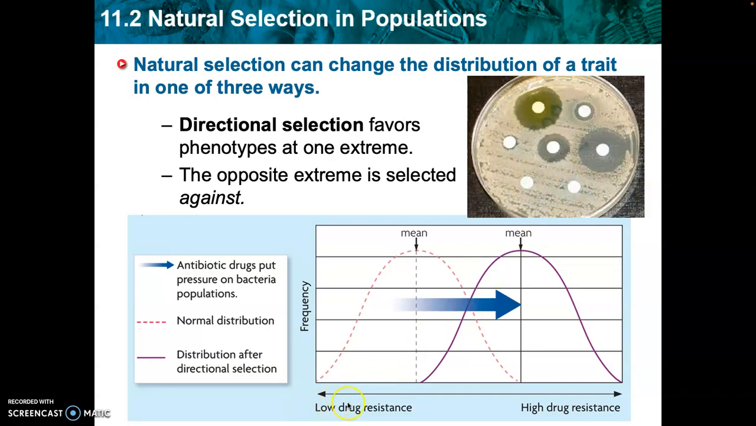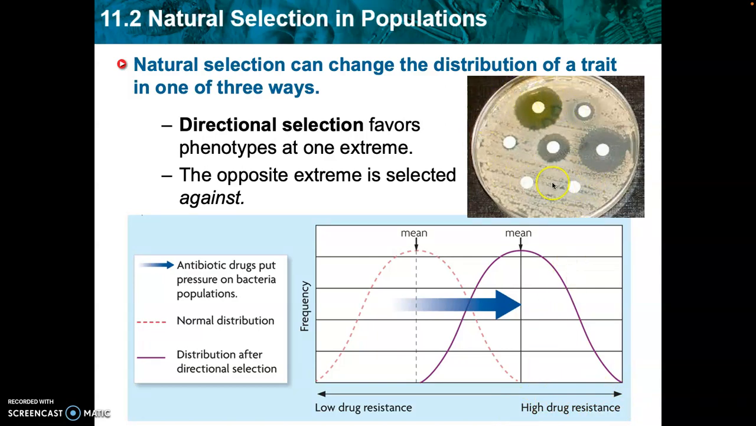So we have a range of drug resistance in bacteria. It can either have low resistance, meaning it's not going to be able to resist very many antibiotics at all, or it could have a high drug resistance and it would be able to resist a lot of different antibiotics.